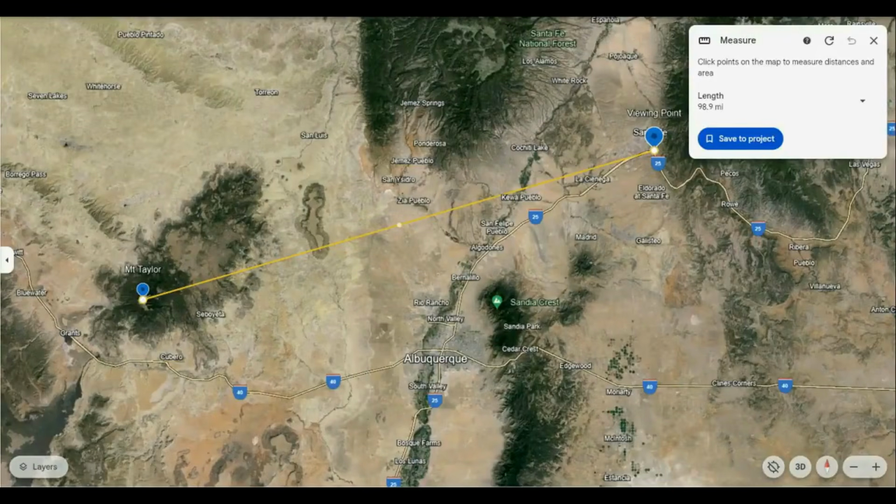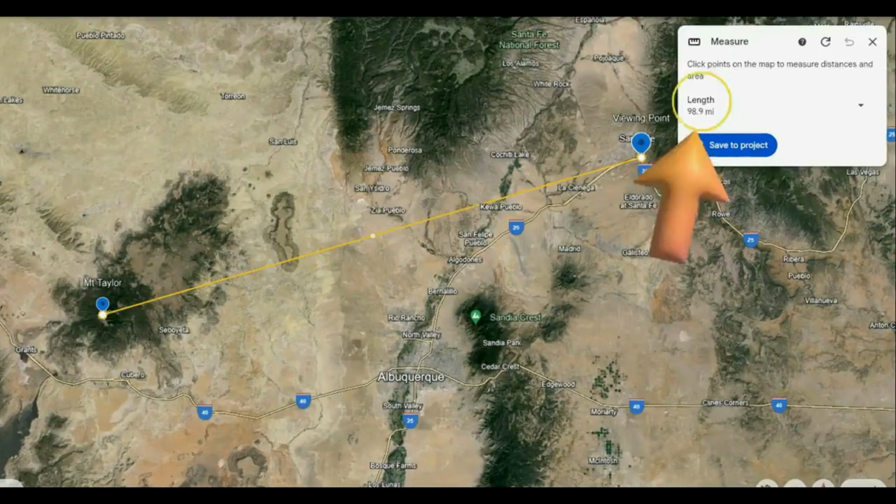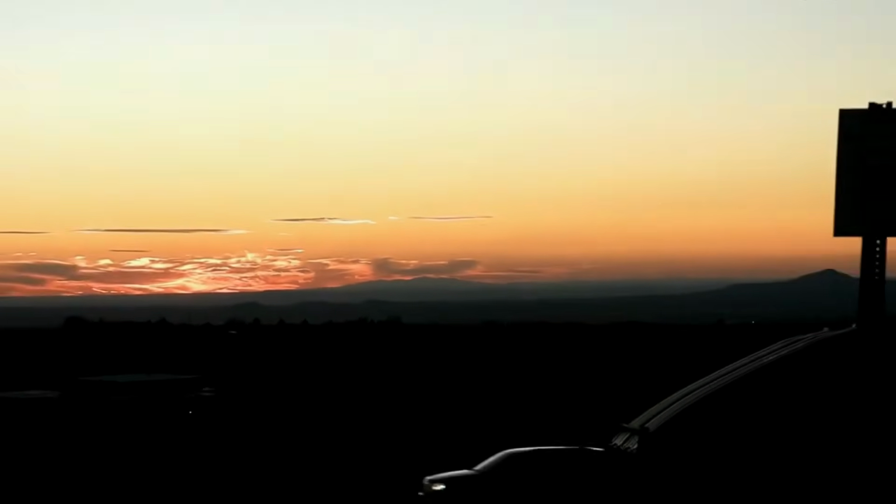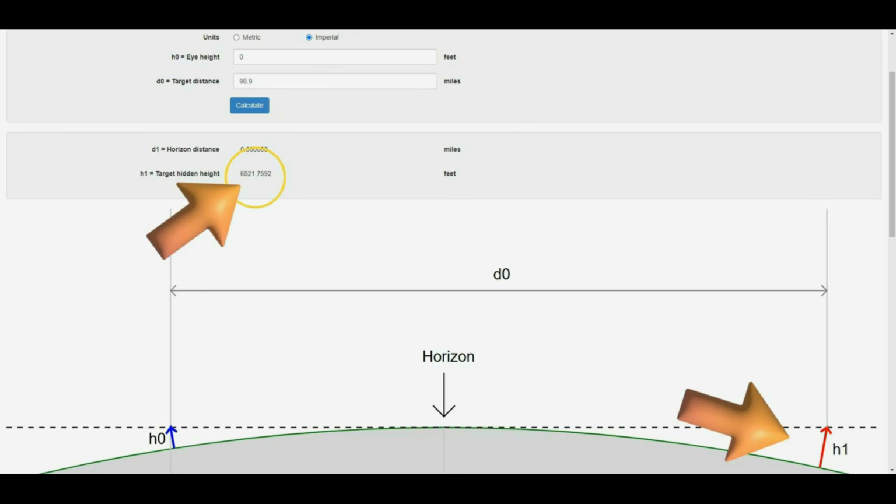And for those who haven't seen, I was able to zoom in on Mount Taylor from 98.9 miles away from Sunrise General Store in Santa Fe, which was missing 1.24 miles of curvature.